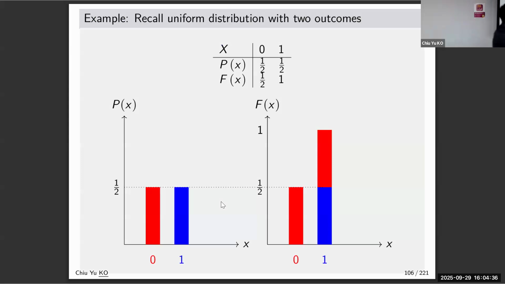So let me start with an example we know very well. We have the P function and the F function, right? Toss the coin once. This is a function we know very well. If you stack the left-hand side, you get the right-hand side; if you unstack, you go the other way. We know this very well already, just a recall.